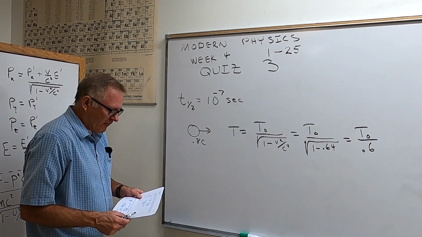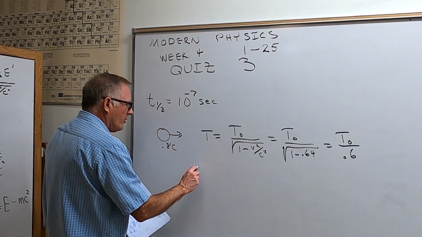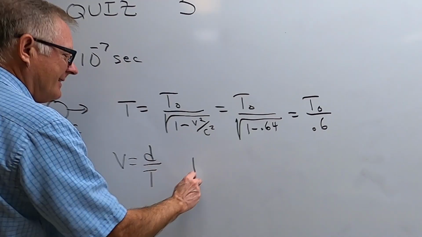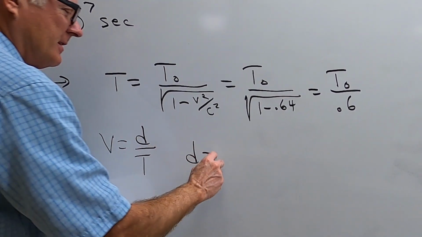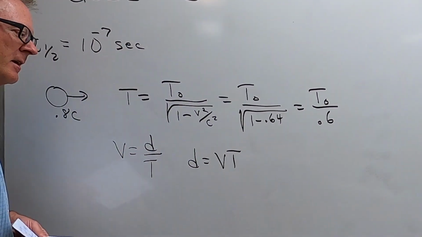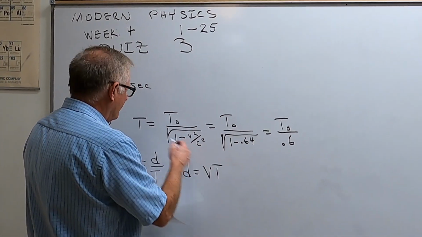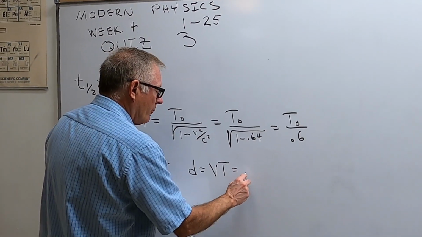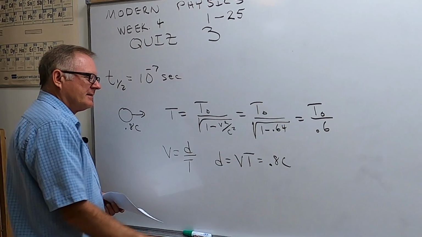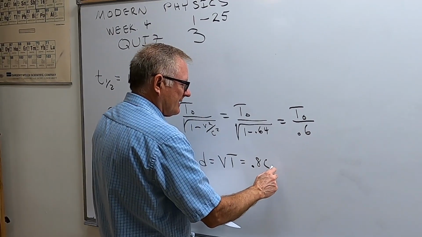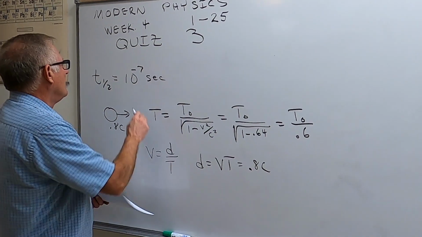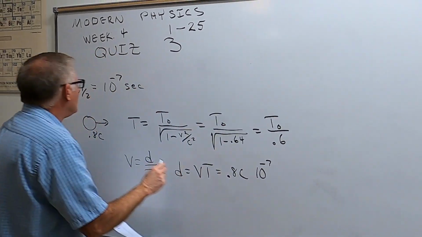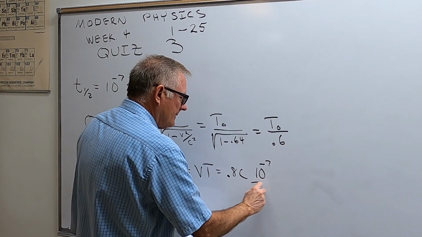We want to know how far does it go? Well, we know that the velocity is the distance over the time, or the distance equals the velocity times the time. The velocity they gave us, and the time we know, so we can just plug it in. The velocity is 0.8 c, and the time was T naught over 0.6. T naught, which is 10 to the minus 7, all over 0.6.